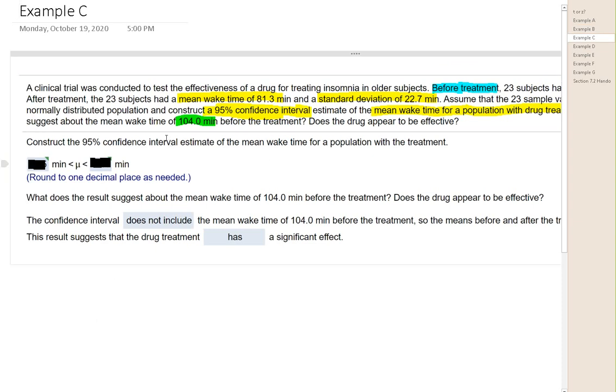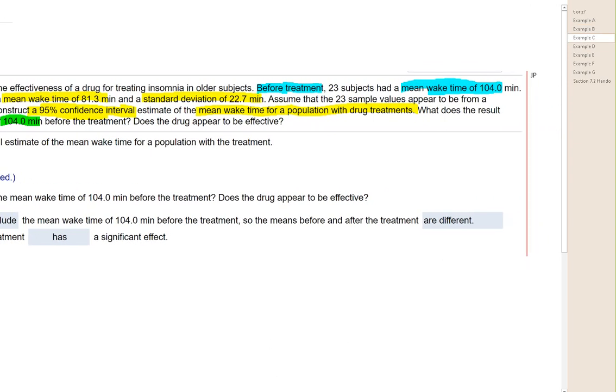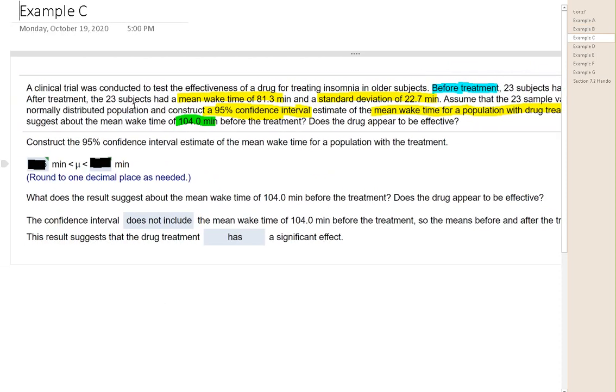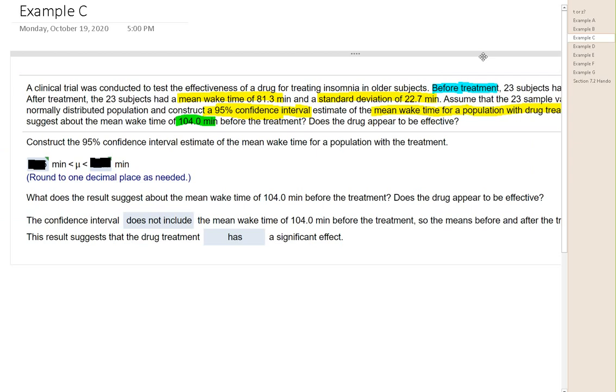Clinical trials were conducted to test the effectiveness of a drug for treating insomnia in older patients. Before the treatment, 23 subjects had a mean wake time of 104 minutes. After the treatment, the 23 subjects had a mean wake time of 81.3 minutes and a standard deviation of 22.7 minutes. Now, if you're looking very carefully, for before treatment they just told you the 23 subjects and what the mean is. So they're not giving you much information about what happened beforehand, but afterwards, that's where they're giving you the information.